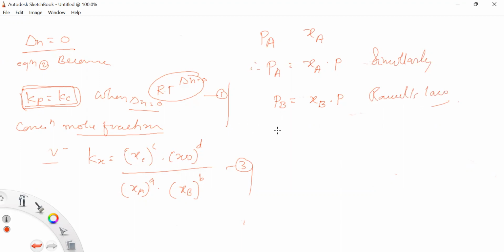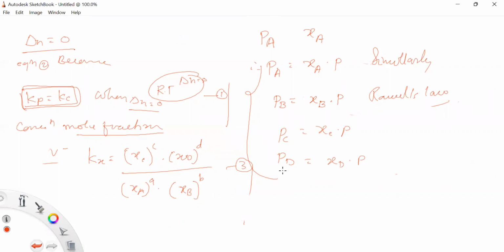Similarly, PB is equal to XB into P, PC is equal to XC into P, and PD is equal to XD into P. So according to Raoult's law, for gaseous reactions whose concentrations are expressed in mole fractions, PA is equal to XA into P, PB is equal to XB into P, PC is equal to XC into P, PD is equal to XD into P. Here PA, PB, PC and PD are the partial pressures of reactants A, B and products C, D. Then we substitute these values of PA, PB, PC and PD into equation number 1.